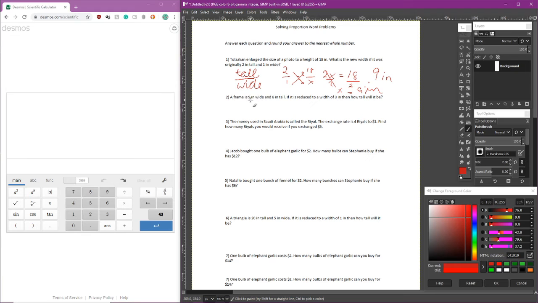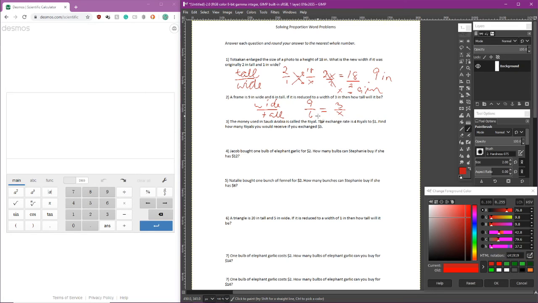A frame is 9 inches wide and 6 inches tall. If it is reduced to a width of 3 inches, then how tall will it be? So again, I'm thinking of, they said wide first, so let's put wide on the top and tall on the bottom. And then we'll just keep it the same as we do the two fractions. So fraction 1, it's 9 inches wide, so 9's on the top and 6 tall is on the bottom, equals, and the new width is going to be reduced to 3 inches, and then we don't know how tall it is, so put an x there.